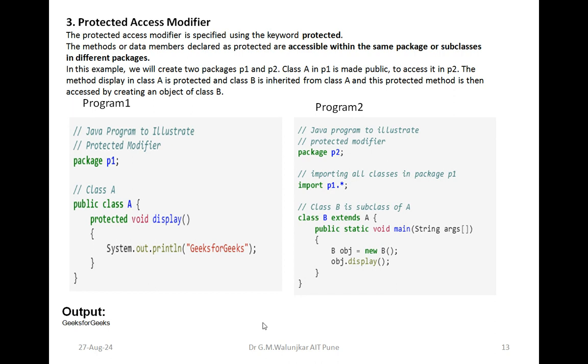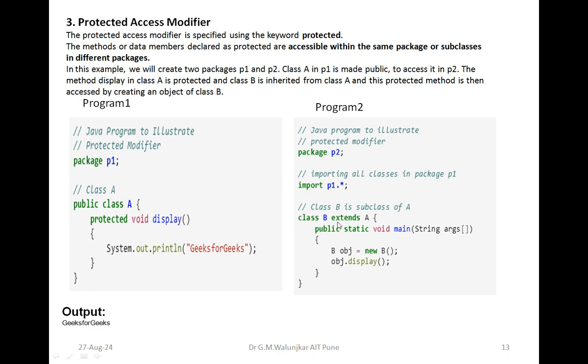So we'll create two packages here, package P1 and package P2. Class A in package P1 is made public to access it in package P2. The display method in class A is protected, and class B is inherited from class A. That's why the extends keyword comes into the picture. It's a single inheritance where class B is extended from class A, and this protected method is then accessed by creating an object of class B.